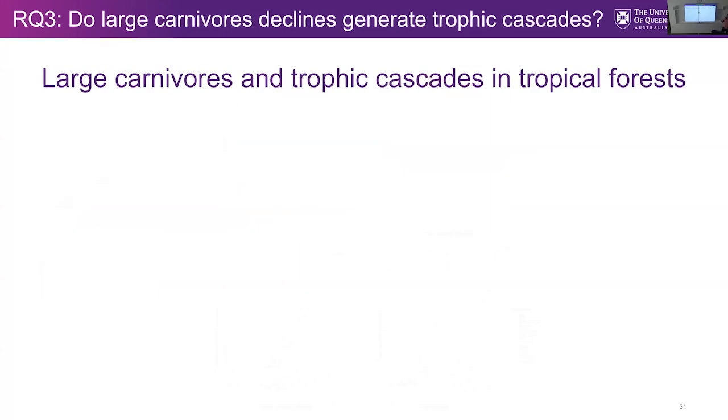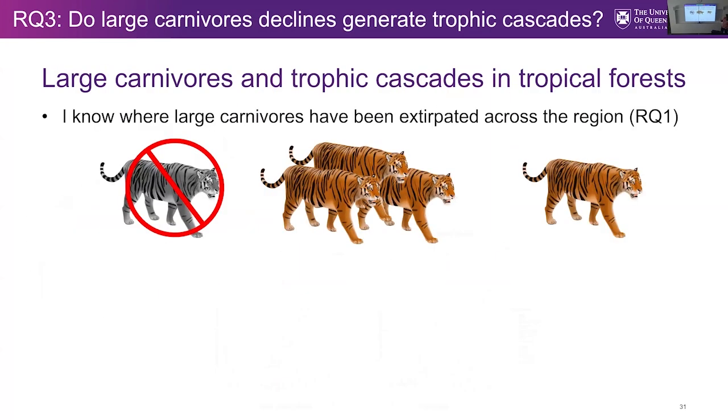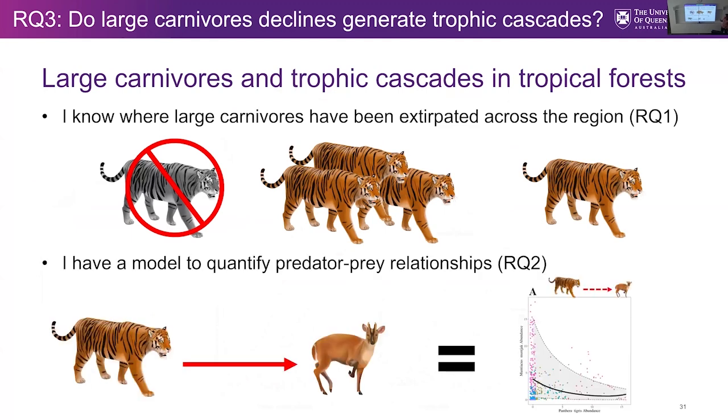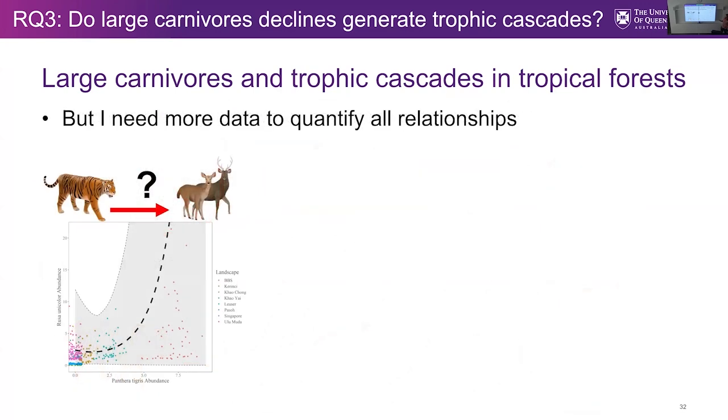So with that in mind, we'll move on to the next research question. I have a good idea of where large carnivores have been extirpated across Southeast Asia, and now I have this nifty model to quantify predator-prey relationships. But I needed more data to quantify these relationships. I believe it was due to sparse data from tigers and sambar that caused the insignificant relationship here.